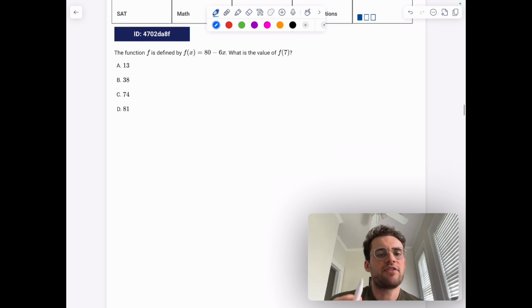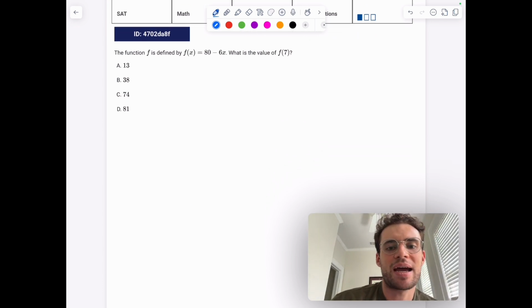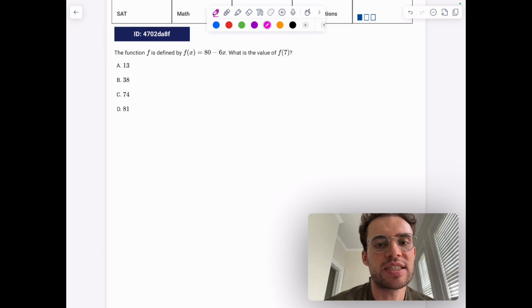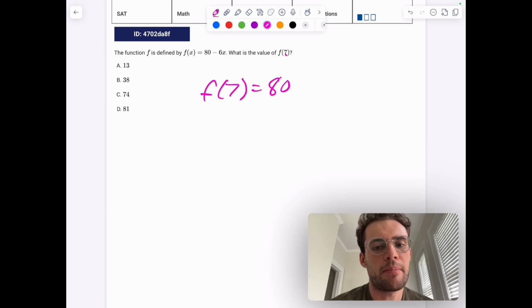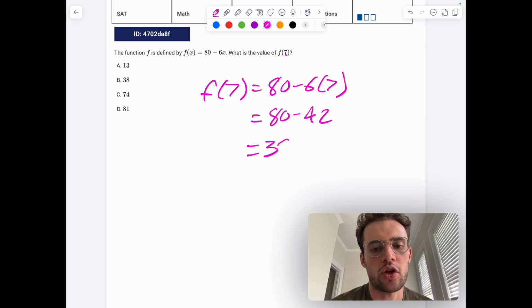The function f is defined by f of x equals 80 minus 6x. What is the value of f of 7? So we just put in 7 for x. F of 7 is equal to 80 minus 6 times 7. 6 times 7 is 42. So we get 80 minus 42, which will give us 38. So f of 7 is 38.